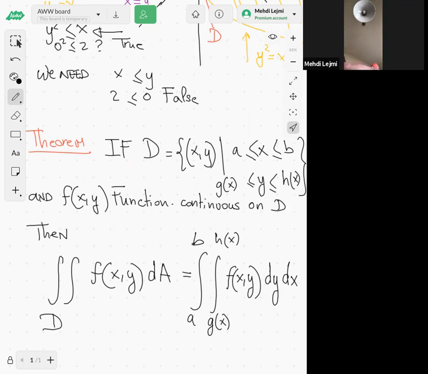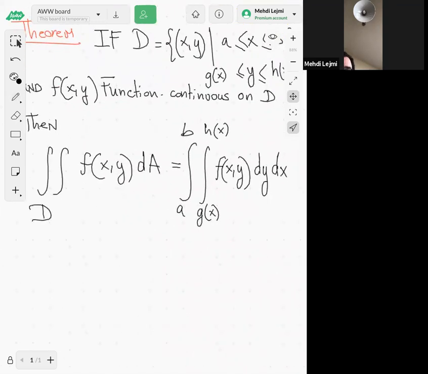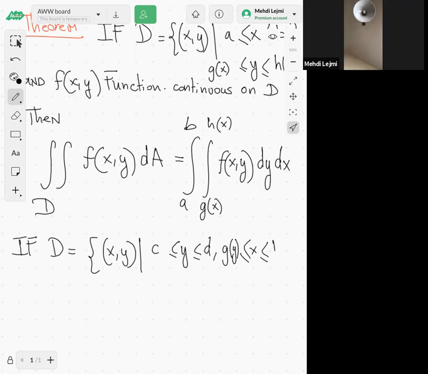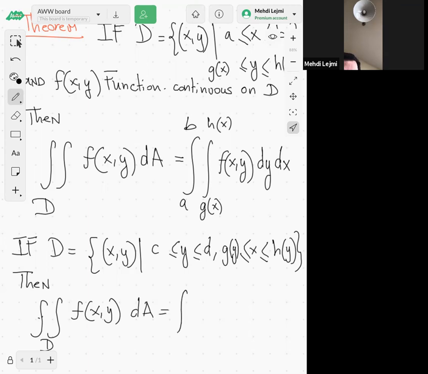Okay. Now, if D is an elementary region of type 2, so y between two constants, c and d, and x between two functions of y, let's say g of y and h of y, and again you have this function f continuous on this region D, then the double integral of f of x, y with respect to the area element over this region D equals the double integral where you integrate first with respect to x between g of y and h of y, and then with respect to y between c and d.